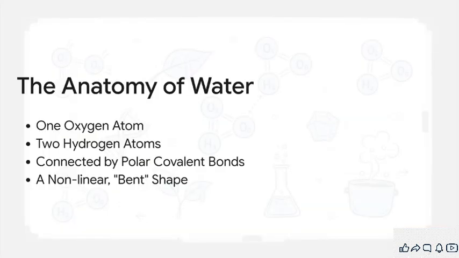So, on the surface, it seems pretty straightforward. You've got one big oxygen atom, and it's bonded to two smaller hydrogen atoms. They're sharing electrons in what we call polar covalent bonds. But here's the first major clue, the thing you have to remember. The molecule isn't a straight line. It has this very specific bent shape. And as you're about to see, that simple little bend, well, it changes absolutely everything.